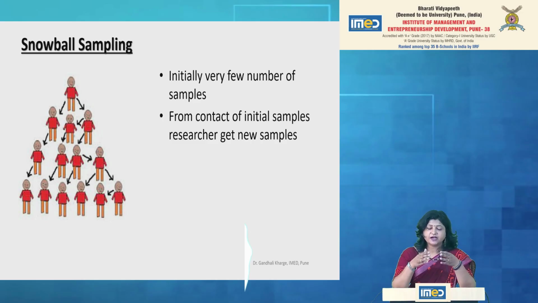So my sample size will get bigger and bigger as I communicate with my respondents and collect the data, and when I think that that much data will be sufficient as a researcher, then I will stop collecting the data. This is nothing but snowball sampling.